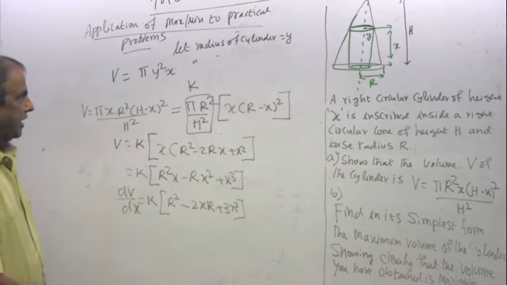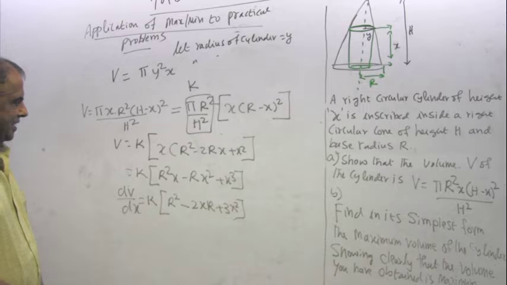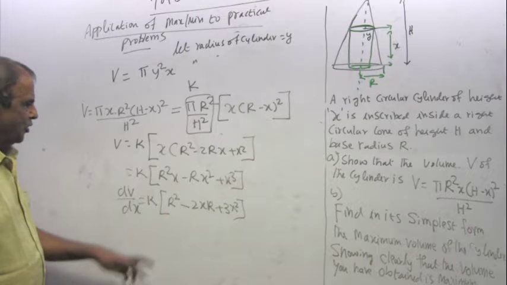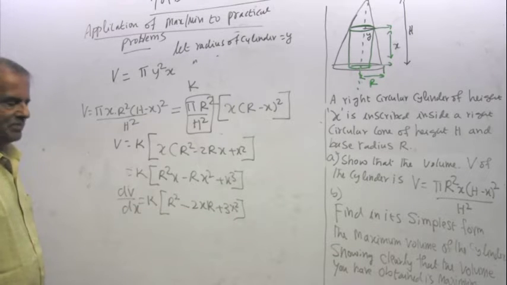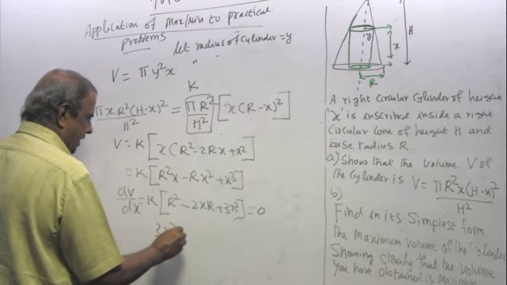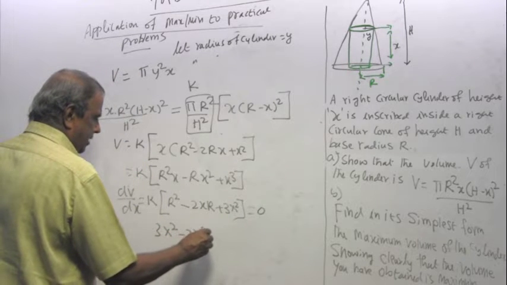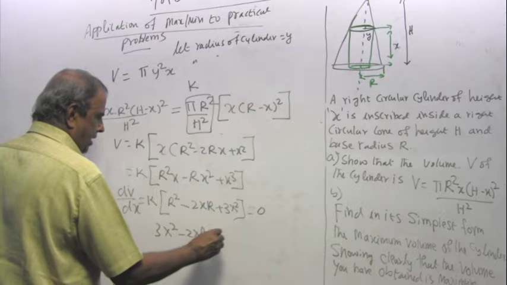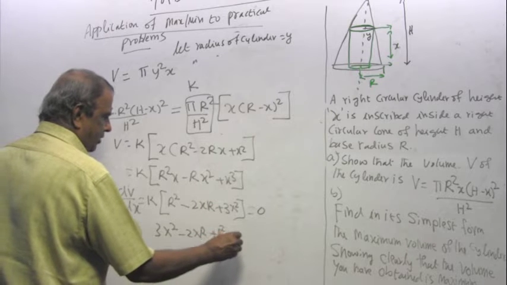That is going to be a problem now, isn't it? Do you know how to factorize this? Suppose I equate this to 0. I get 3x squared minus 2xr plus r squared equal to 0.